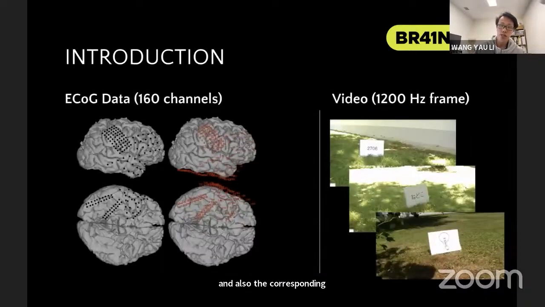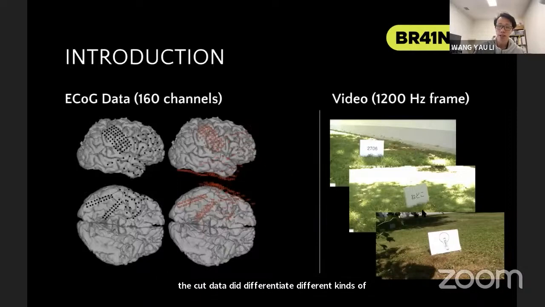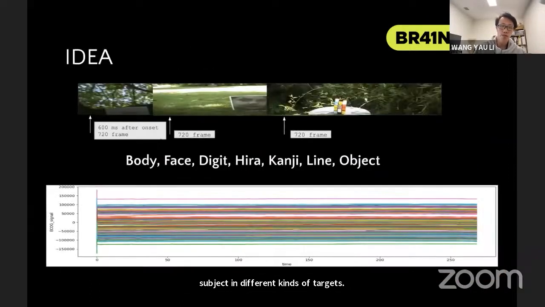So the entire research question or the target that we were trying to achieve is to figure out whether or not we can replicate what this paper mentioned, that the ECoG data did differentiate different kinds of triggers or targets, and can we replicate the same thing by looking at the ECoG data of our subject when the subject is exposed to all these different kinds of targets in the video. So the main idea is how we can prepare a data set that can allow us to do that, which is to first go with the labeling.